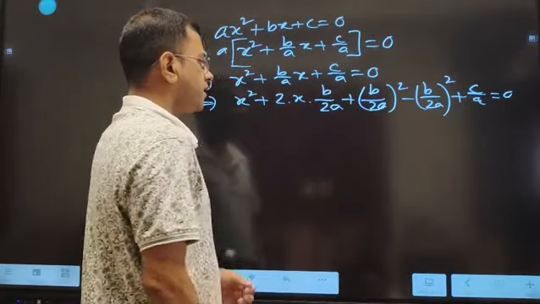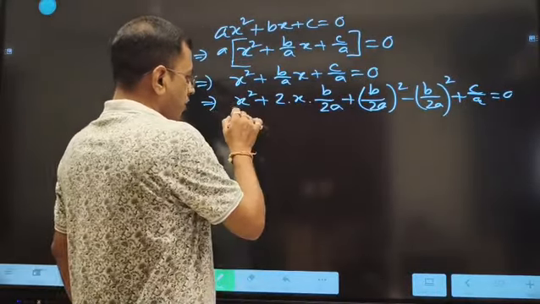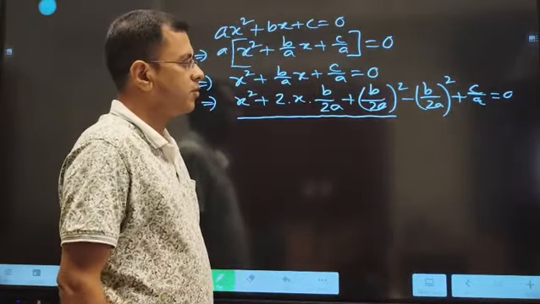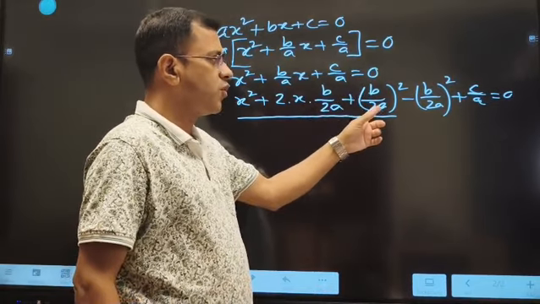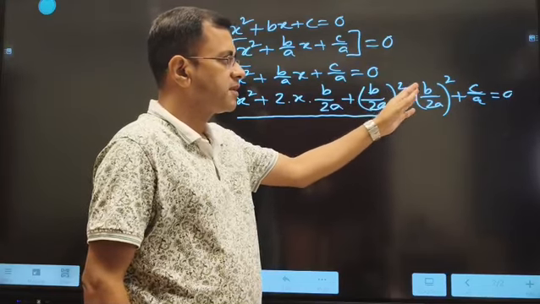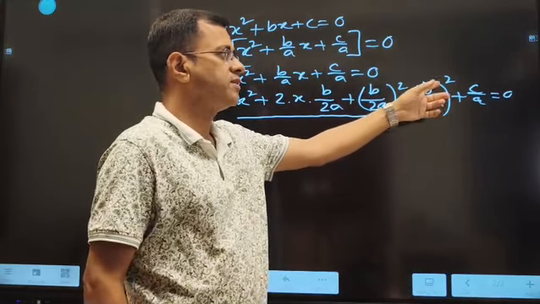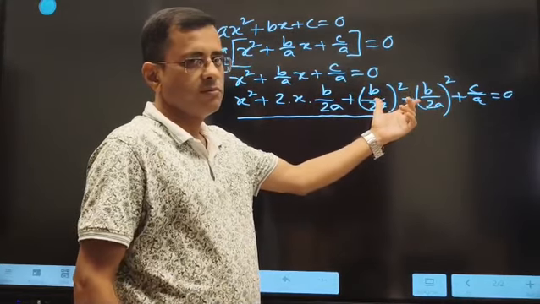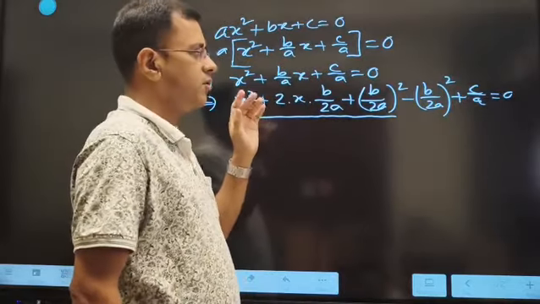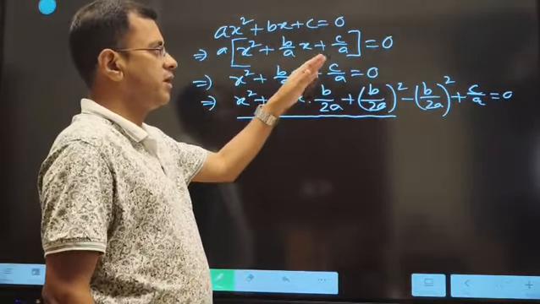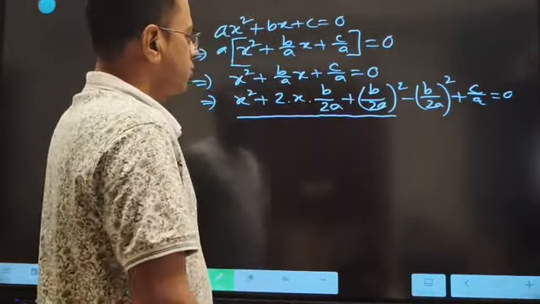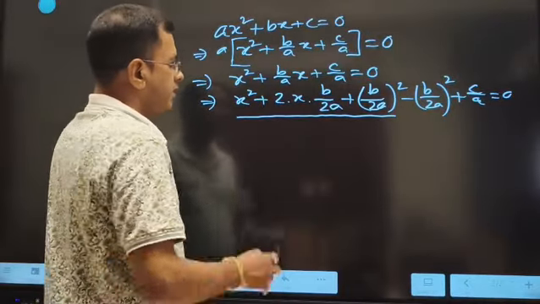Here we have used these three terms to make the square. We have added b by 2a whole squared, and then subtracted the same number, b by 2a whole squared, so the result is 0. There will be no difference, as we are not adding anything on the left hand side. If you add anything on one side, you have to add the same value on the other side. Here we are just rewriting the equation.